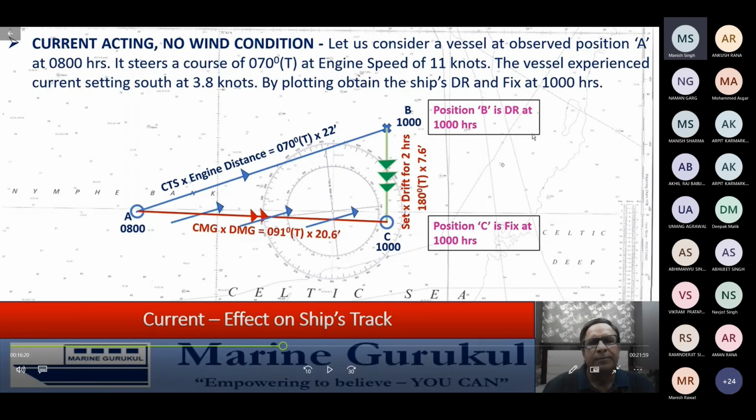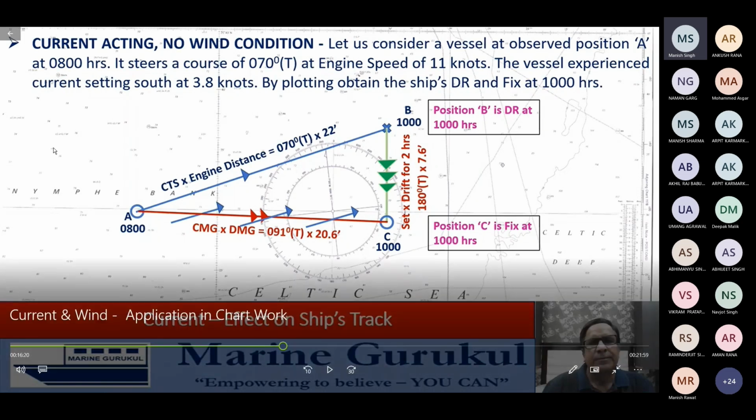The situation could be that at 8 o'clock the vessel was at position A and at 1000 hours the vessel's position was observed to be at C. Now you can make the CTS vector and you can find out the current vector. So if we have to find out the current vector and the final position is known, then in that case it will be a fix. But if the current is known and we are estimating the current to work out our final position, then it will be an EP.